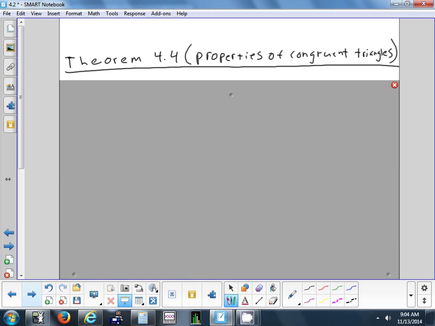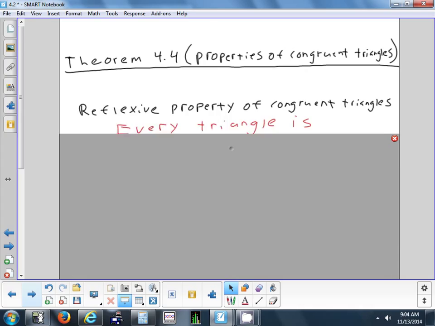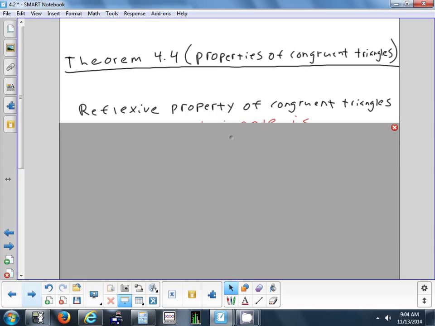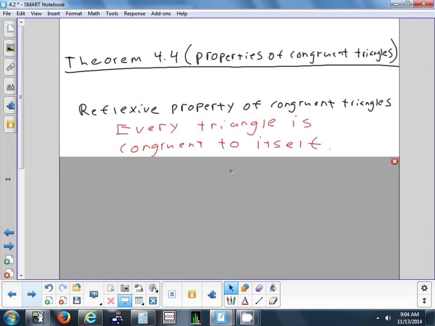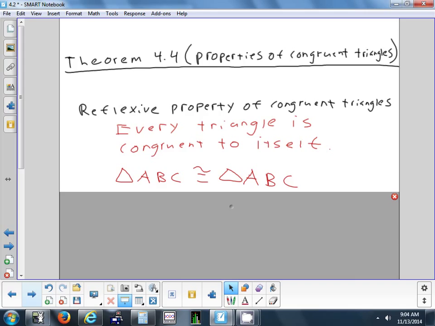All right, and the last thing we're going to look at is Theorem 4.4, which is some properties of congruent triangles. We've already seen all these properties before. We're just doing them with triangles. So the reflexive property. Reflexive means that something is congruent to itself, or something equals itself. So with a triangle, reflexive property means every triangle is congruent to itself. Triangle ABC is congruent to triangle ABC.